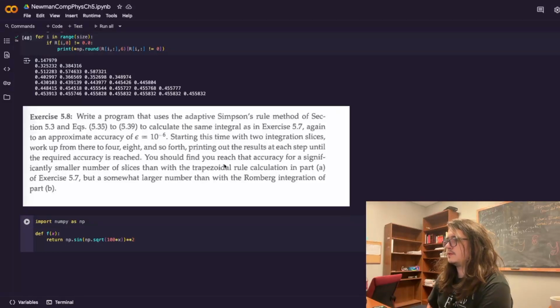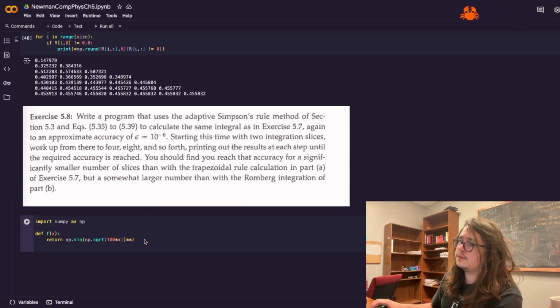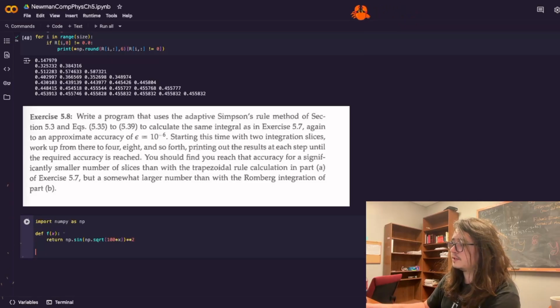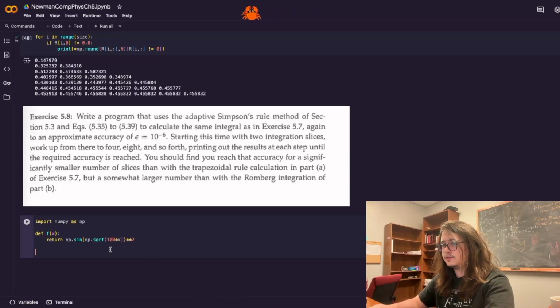Alright, silly people, here's the situation. We're going to be doing the integral of this function again, but this time with the adaptive Simpson's rule method, which is very similar to the adaptive trapezoidal rule method, and so should be fairly nice and easy to do. I'm just going to be copying down the equations from the textbook that I have right here.